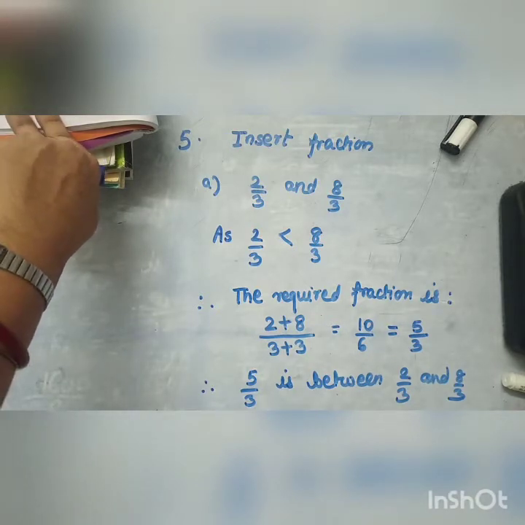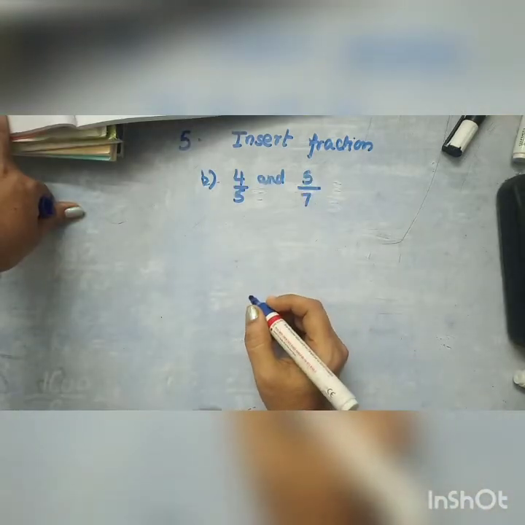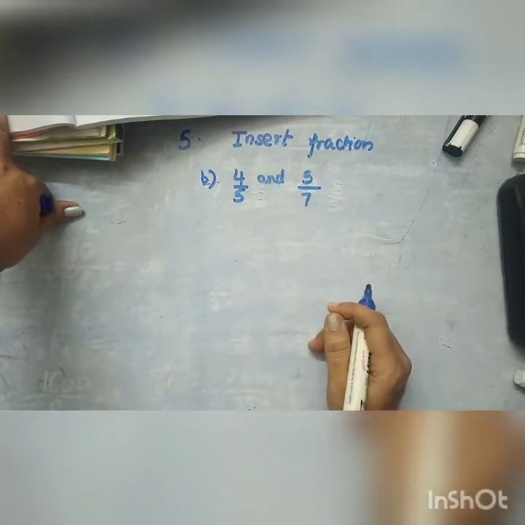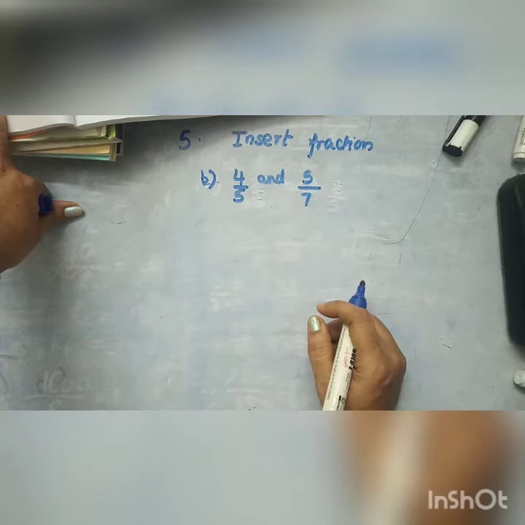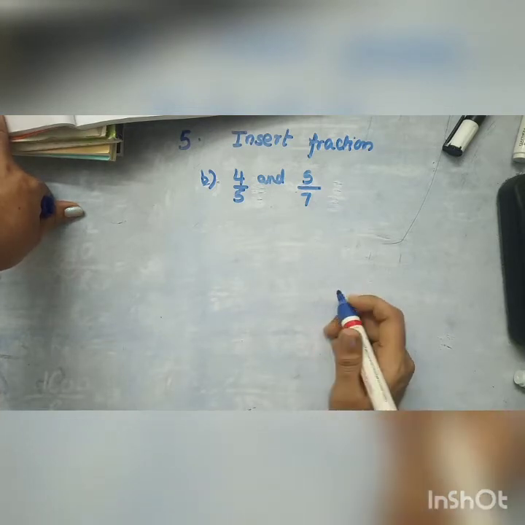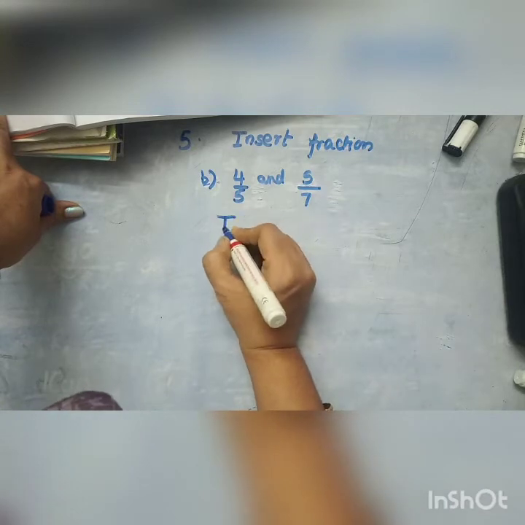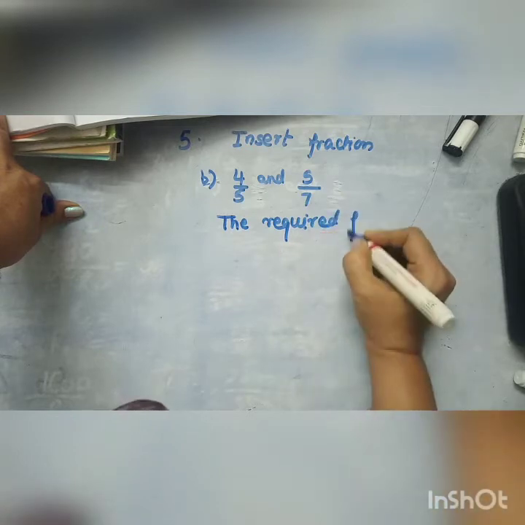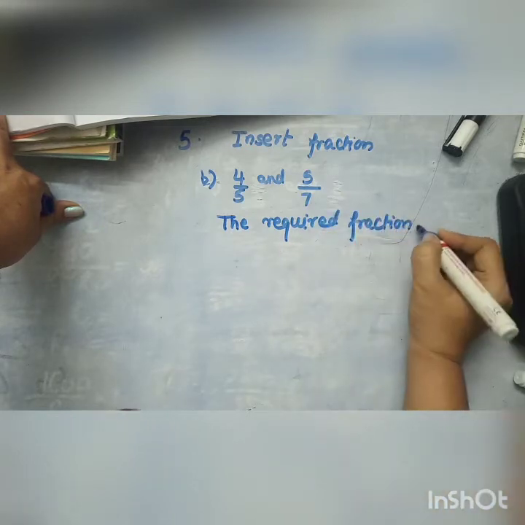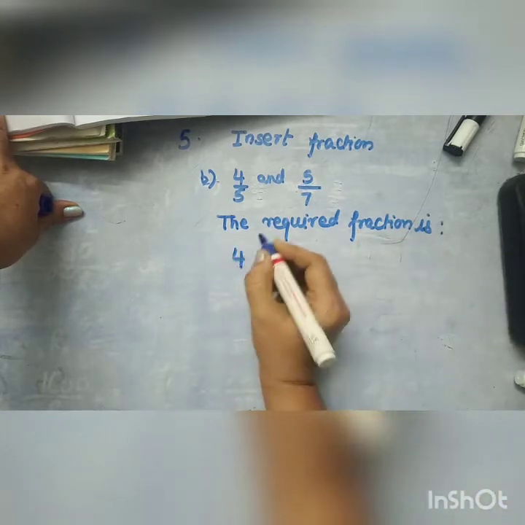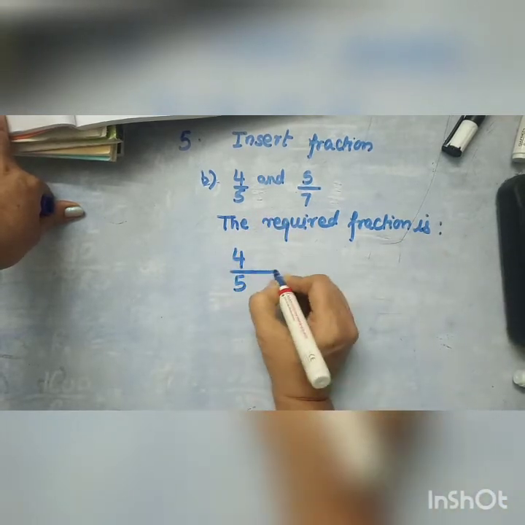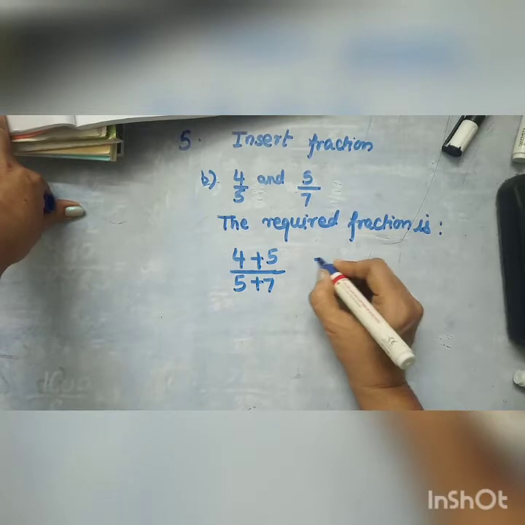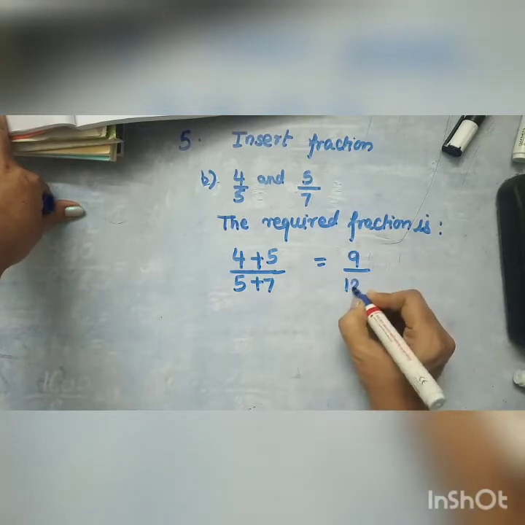Now we will move to the second one. Now this is the second problem for you. Now 4 by 5 and 5 by 7, you have to take out the fraction in between these two numbers. So now what you can do is you can write the required fraction is, सो यहाँ पे आप देख पा रहे हो आपके दोनों नंबर्स हैं. सो आप ऐसे न्यूमरेटर्स को प्लस कर दीजिए और डिनोमिनेटर को प्लस कर दीजिए. सो यू आर गेटिंग 9 upon 12.